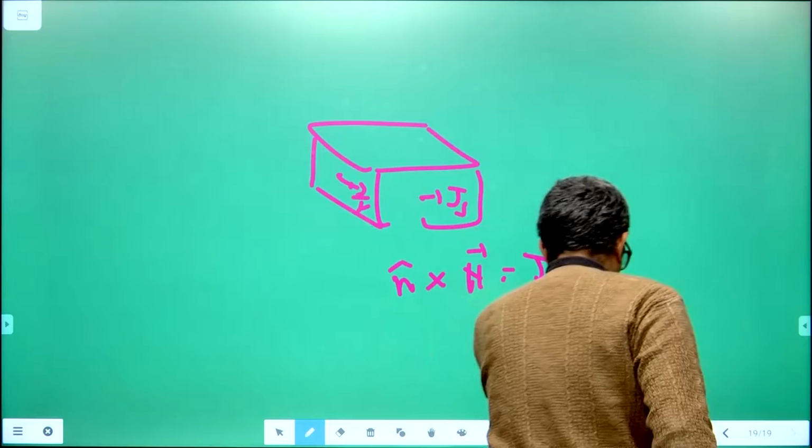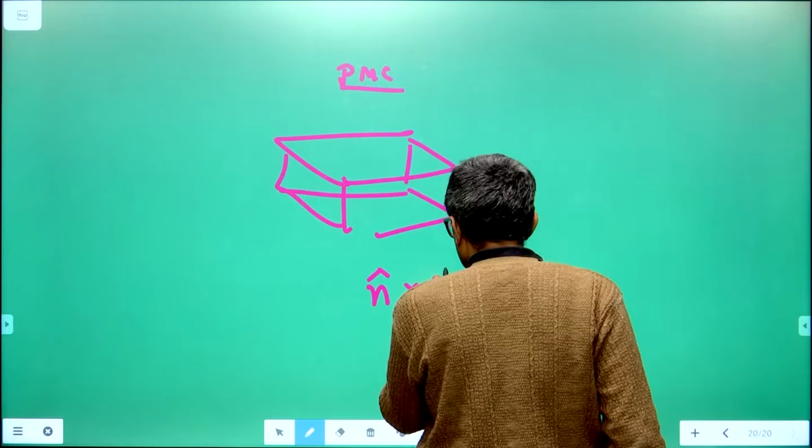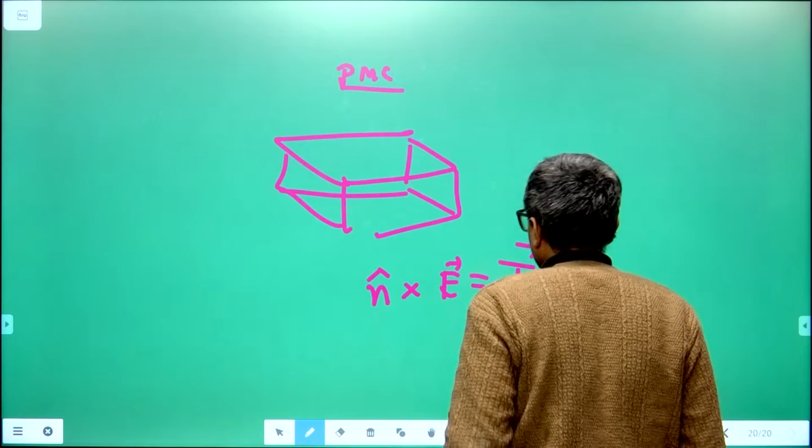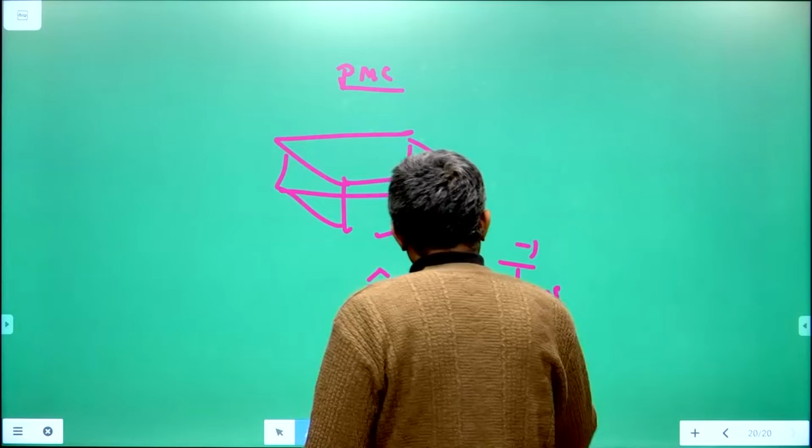In the case of a perfect magnetic conducting surface, PMC, what do we do? In the case of PMC, you have to use the fact that n cap cross E is equal to JMS, the magnetic current. So you will calculate the electric field in the usual way using the standard analysis, but with an altered boundary condition. You will calculate the surface magnetic current density, and then you will apply the Green's function.